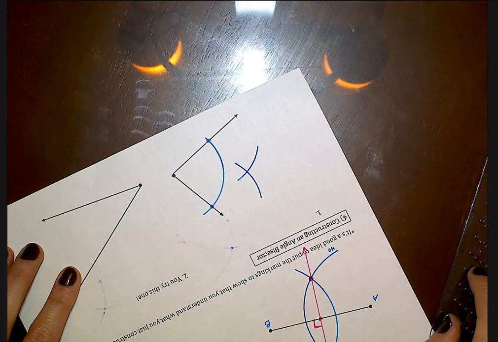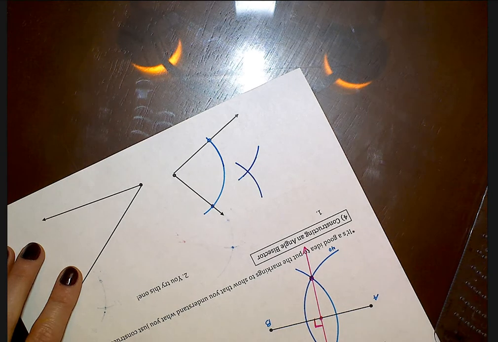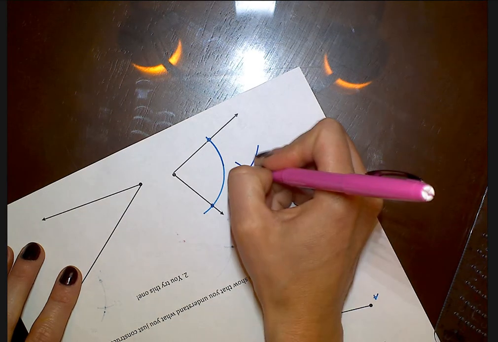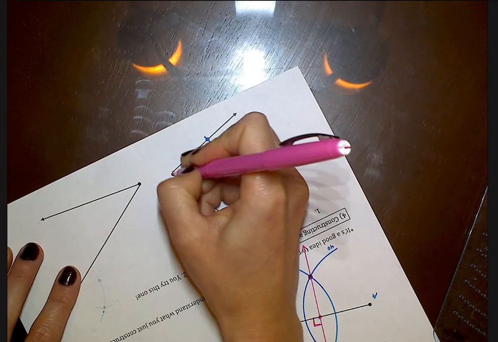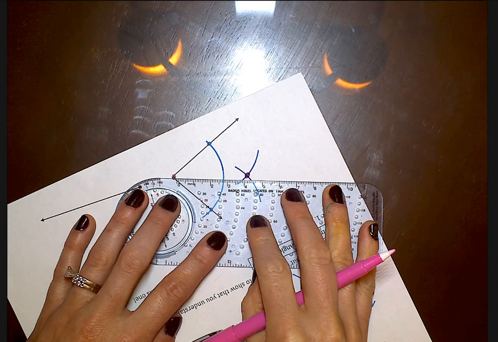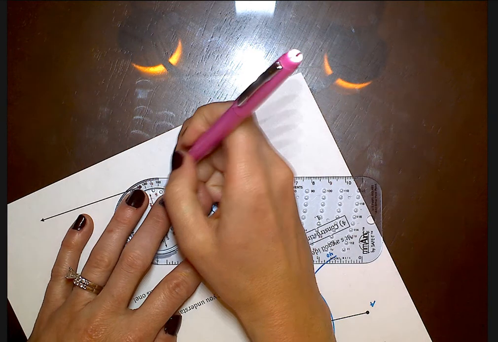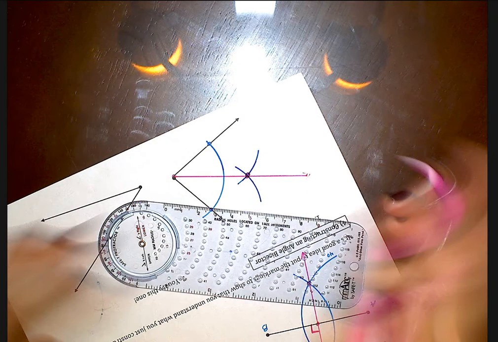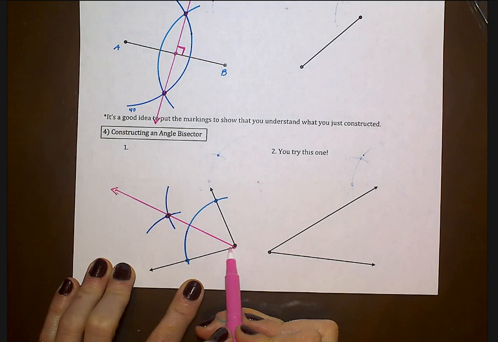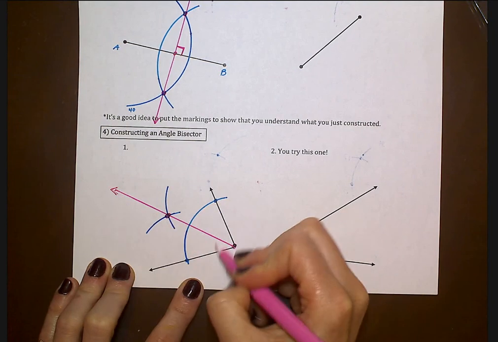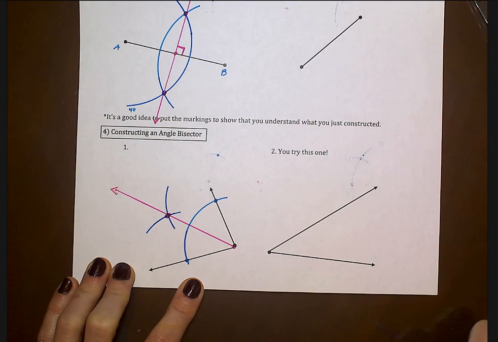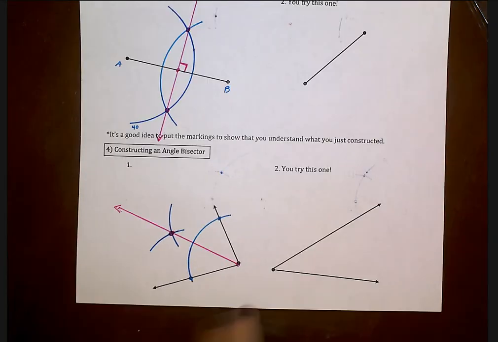And it'll look something like this. Where those little marks out in space met, you want to connect that to your vertex. Draw your line there, more like a ray. And that's your perpendicular bisector. Your angle bisector, not perpendicular. Duh. So that line right there is cutting your angle in half. It's right down the middle. Okay, so you tried the last one, and that completes Unit 1.